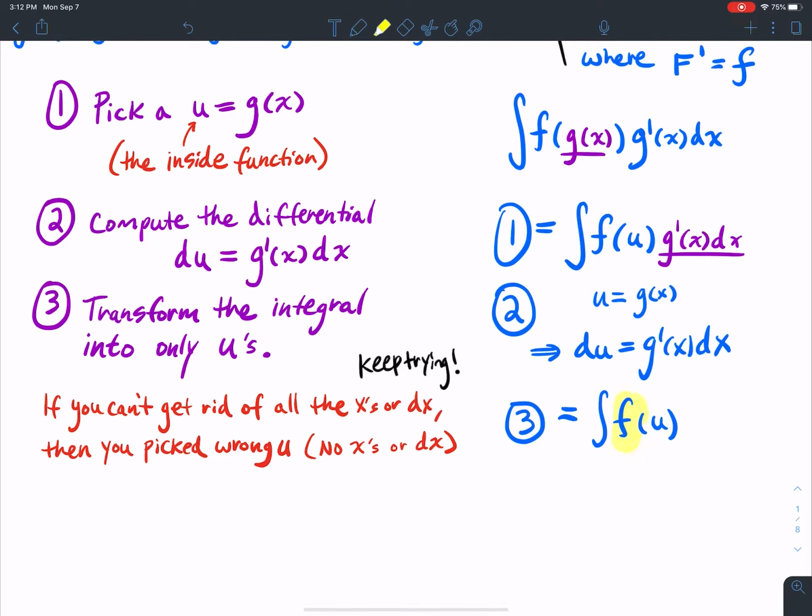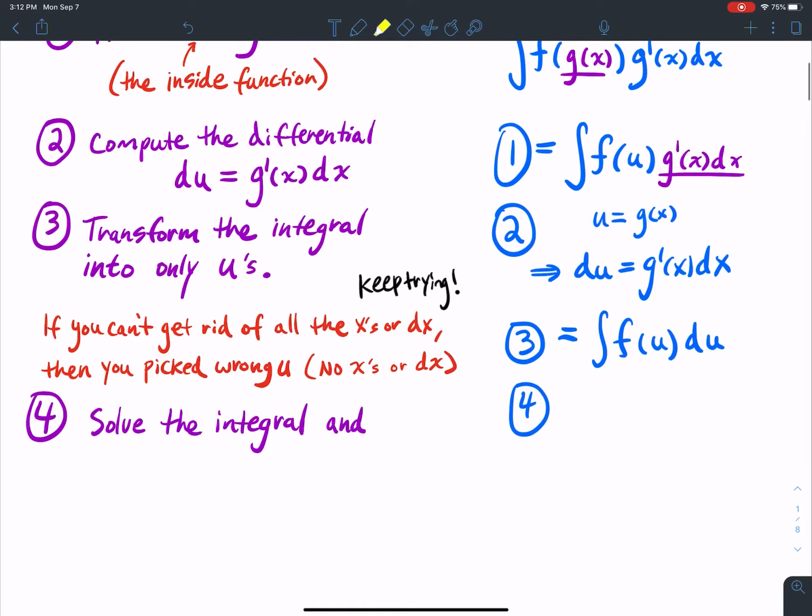So I have f of u, that's in terms of u, but then I need to get rid of this g prime of x dx. Well, what do I know g prime of x dx equals? It equals du. So I'm going to replace that with du. So now I have an integral completely in terms of u only, u and du.